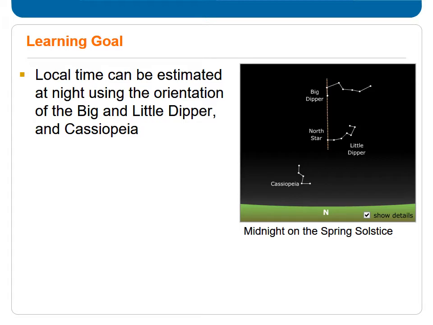The daily apparent motion of the stars and sun can be used to estimate the local time. The learning goal of this lecture is to find out how the local time can be determined from looking at the Big Dipper, the Little Dipper, and Cassiopeia at night.